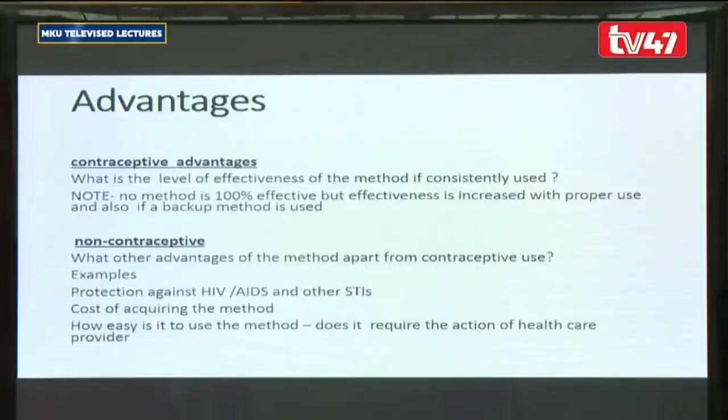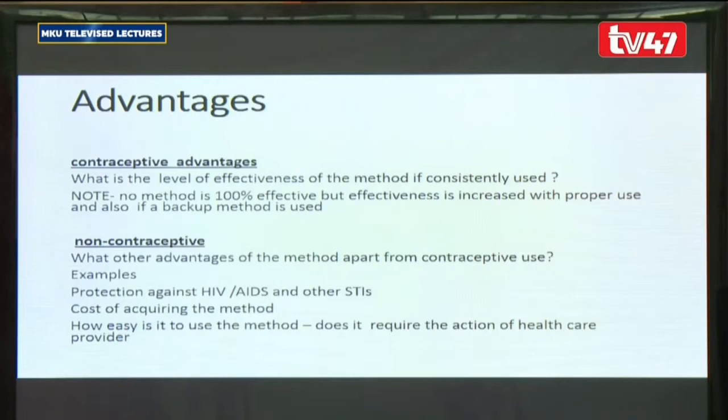The other one is non-contraceptive advantage. Apart from preventing pregnancy, what else can this family planning method do? For example, does it protect against HIV/AIDS and STIs? And the only effective method we know that prevents that is use of both male and female condoms. All other methods basically do not protect one from HIV and AIDS.